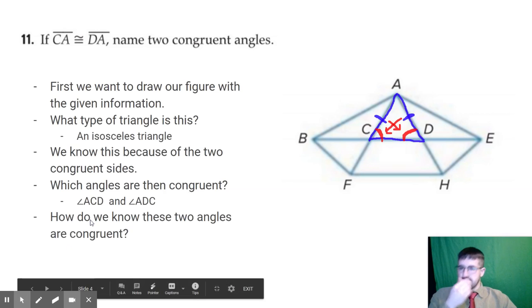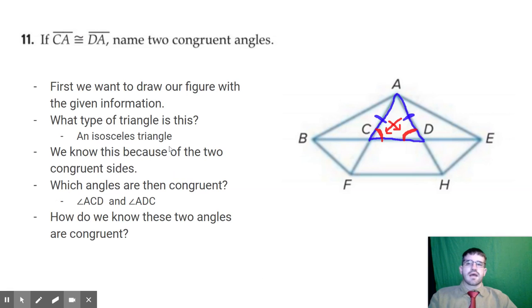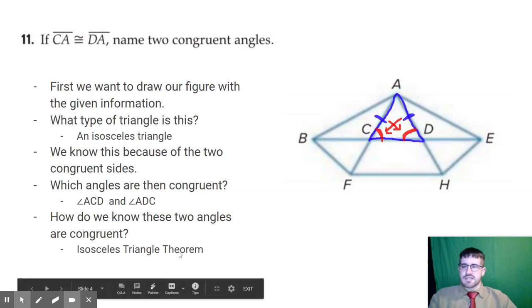And then how do you know that these two angles are congruent? Just like in our first problem, you know that by the isosceles triangle theorem.